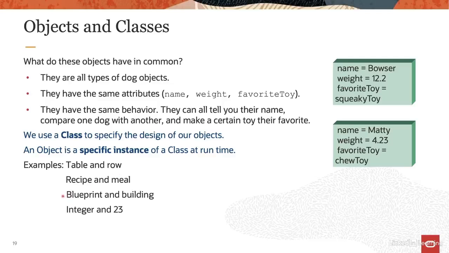Same thing with blueprints and buildings. The blueprint is done at design time to design what the building will look like, and when the building is constructed, we can create an instance of that blueprint, if you will, and that's the built building. Also, an integer defines what the behavior and the internal state of a number would be. 23 would be an actual instance of that number. And actually, in object-oriented systems, you will see that integer itself is a class, and 23 would be considered an instance of that class.